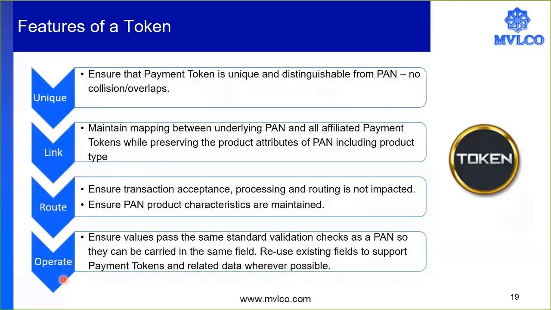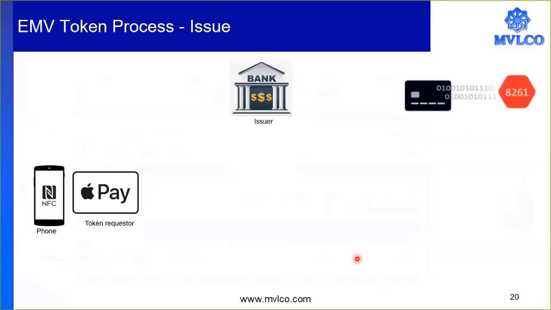And it should be able to operate as if it's a PAN. So while I am replacing the value, all the features of the PAN would be there for a token. But apart from my regular PAN, I get something additional as my token domain restriction control. So my token would operate as a PAN plus give me some additional restrictions. Now let's talk about the EMV token issue process.